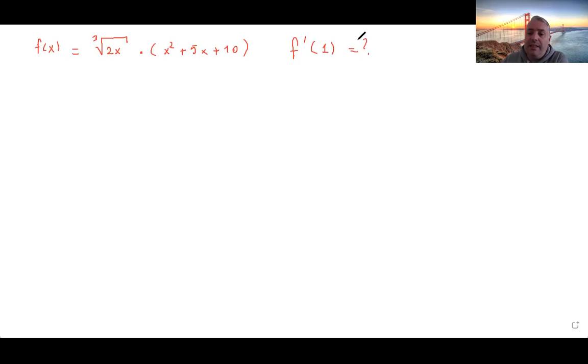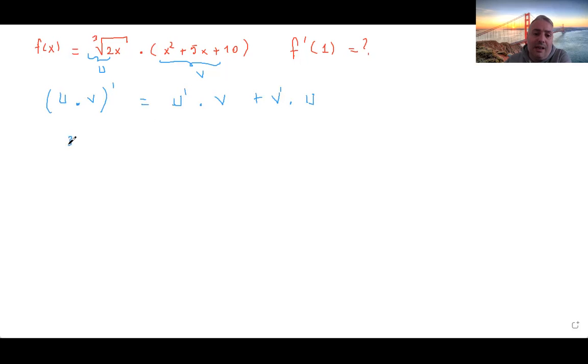What does it mean? It means that firstly we should find the derivative, which is f prime of x, and then substitute 1 instead of x in the result. To do this, I cannot take the derivative of the first one times the derivative of the second one. No. What can I do? I can call the first function u and the second function v, and remember that the derivative of the product of two functions is equal to the derivative of the first one times the second one plus the derivative of the second one times the first one.